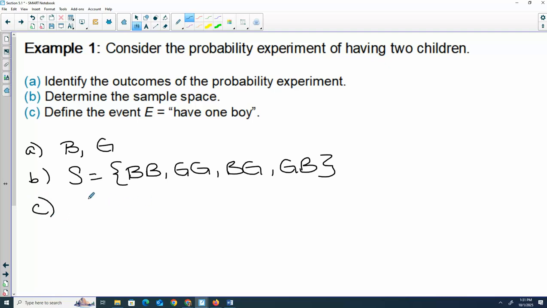Okay. What if I said, give me the event, have 1 boy? So out of my sample space, which of those are 1 boy? Boy, girl. Girl, boy. Those are the 2 events where there is 1 boy.